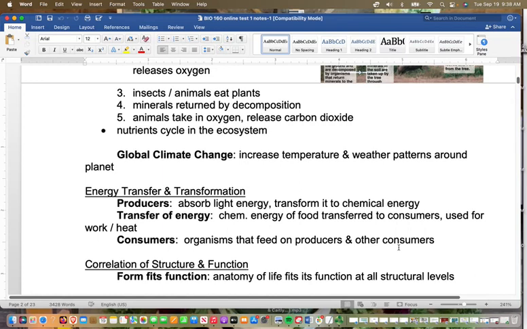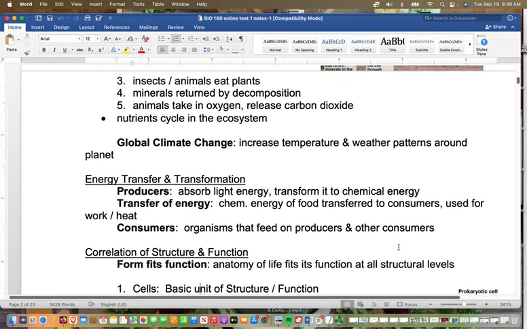So when we look at the transfer and transformation, the producers are going to be the organisms that are going to absorb light energy and transform it into chemical energy. These are going to be the plants. So they are essential for everything else because the consumers are all going to feed on those producers. They're going to make the organic products that the other consumers need. So it involves a transfer of chemical energy from the food of the producers to the consumers. What the consumers use is going to end up being used for doing work and producing heat.